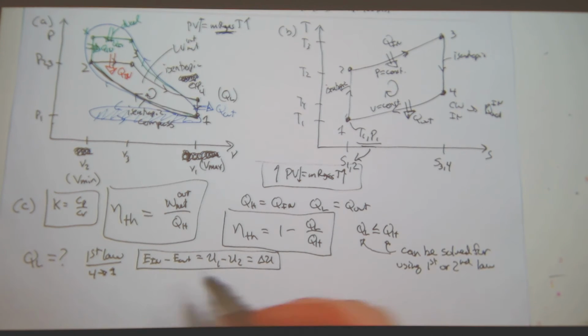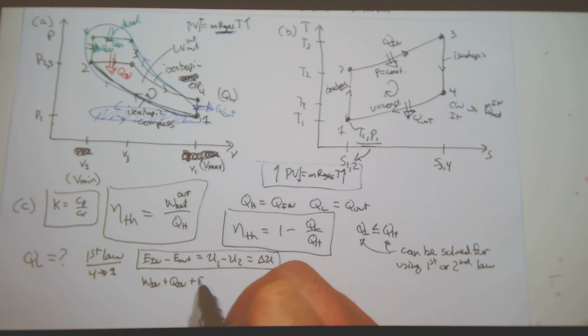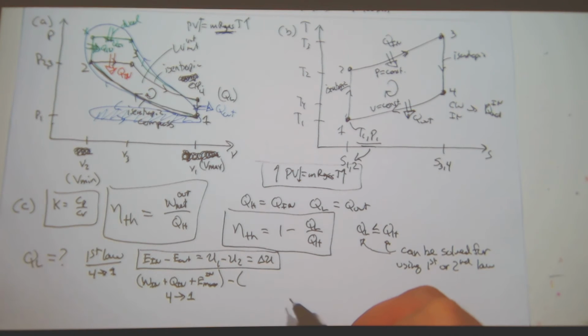Well, what is my energy in? So let's write it all out. I have work in plus heat in plus energy associated with mass in. And of course, this is from all the work, heat, and mass from thermodynamic state 4 to thermodynamic state 1, minus all the energy out.